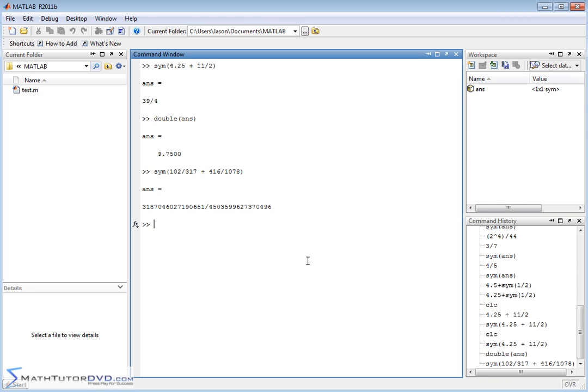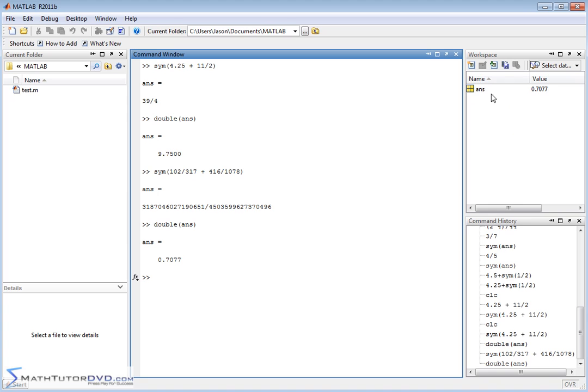So I decided, you know what, I don't want to look at this in fractional form anyway. I can just recalculate the answer. I could just take this part and dump it into a new command line, sure, but I can also just say double answer. Take the last answer. Notice here the answer is a symbol variable because it's a fraction. Let me hit double, and it changes the last answer back to a numeric value, 0.7077. So basically the command double takes something and converts it to a decimal.